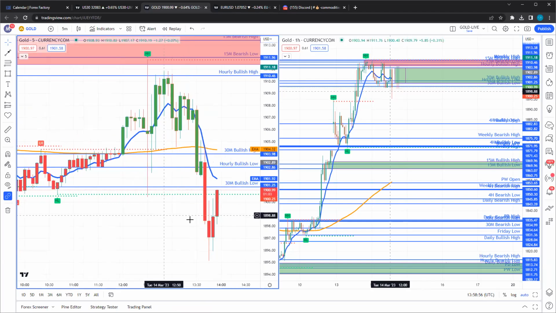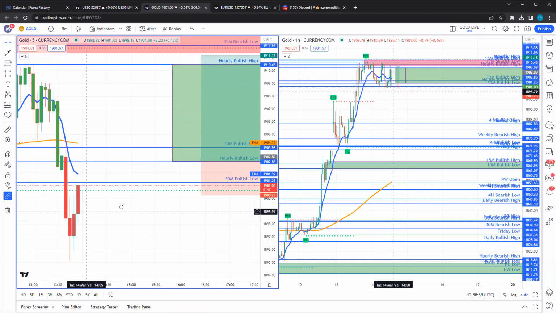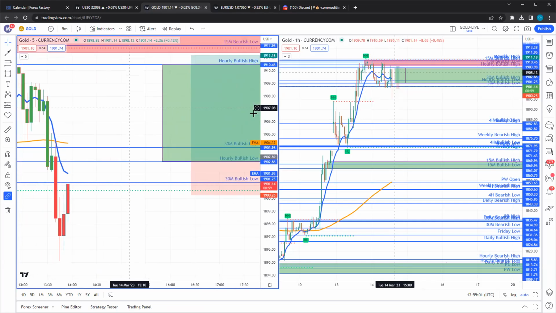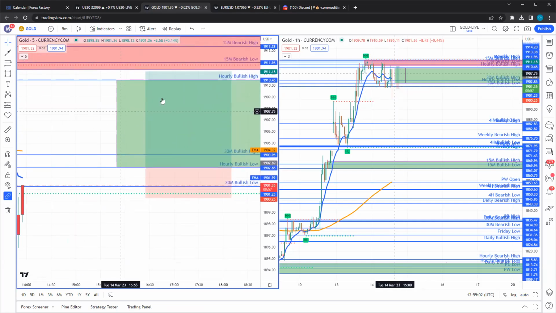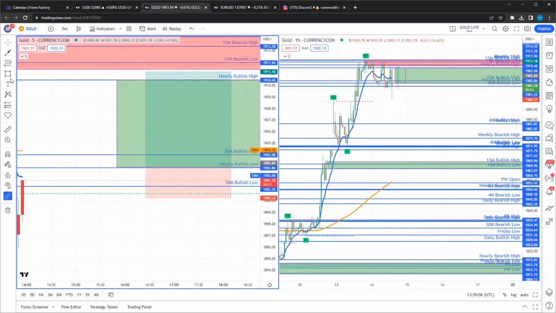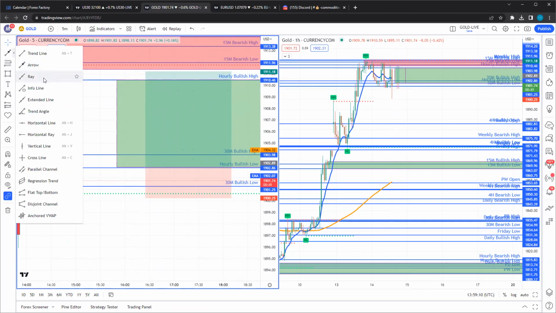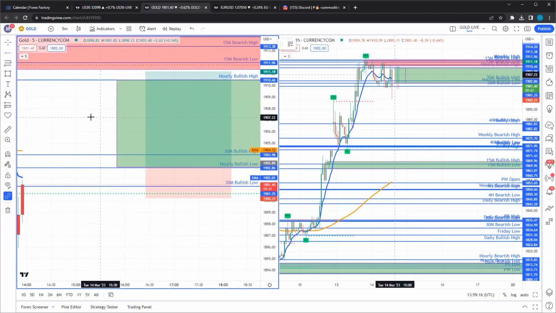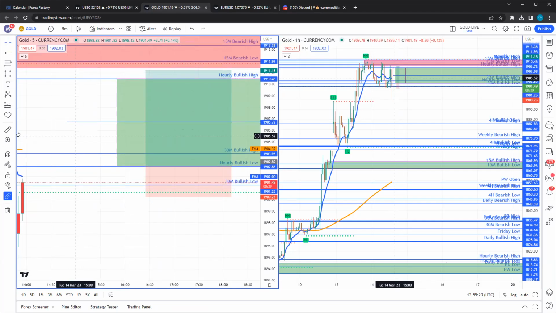Reset chart. Let's see the middle of this zone. This is 1910, this is 1902. That's 4, so half is about 1906. So the second gold buy is around here.